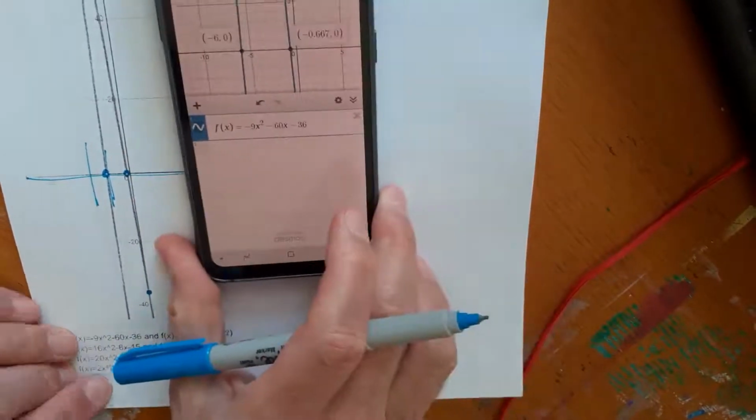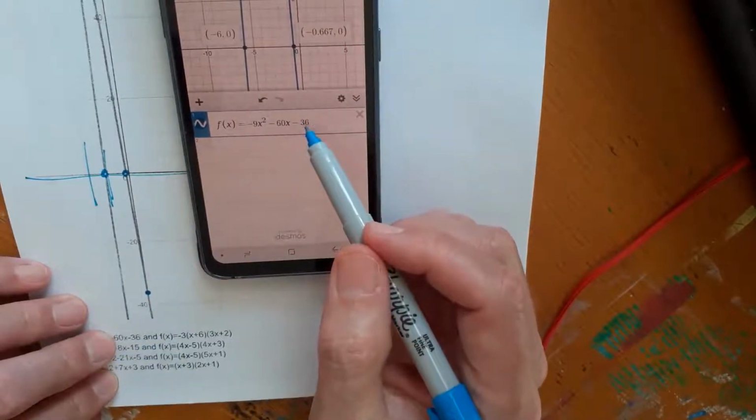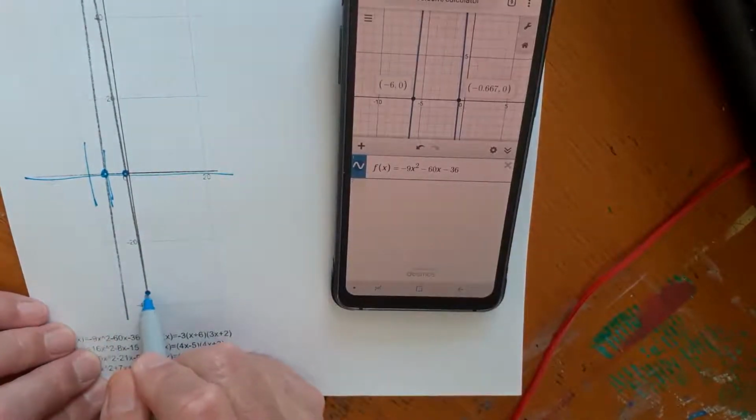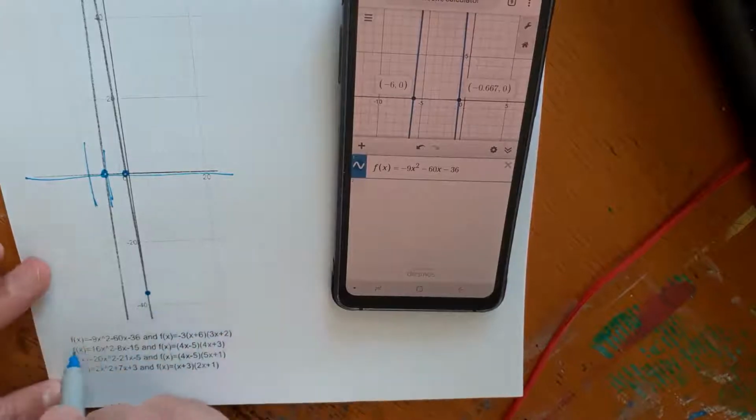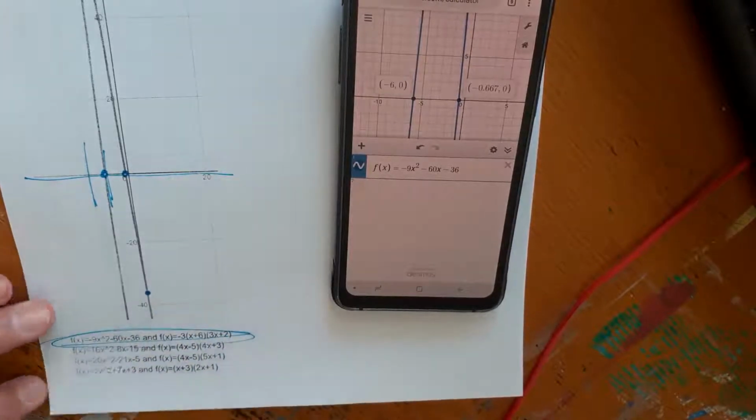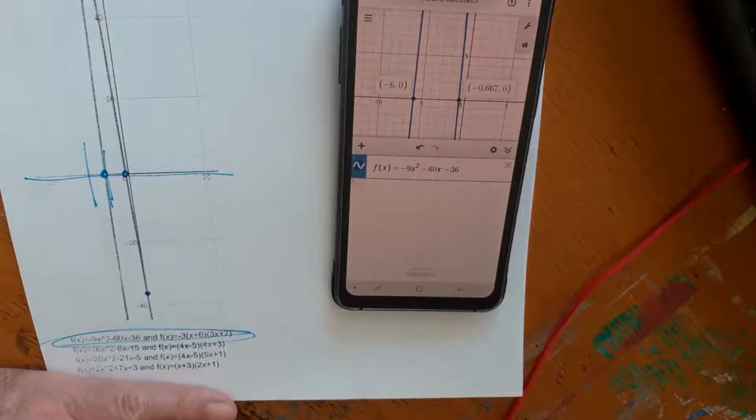How about the y-intercept here? The y-intercept is going to be negative 36, and here we are way down here at about negative 36. So I like this a lot. I'm pretty sure this is it, but let's focus on a little bit more information here, right?